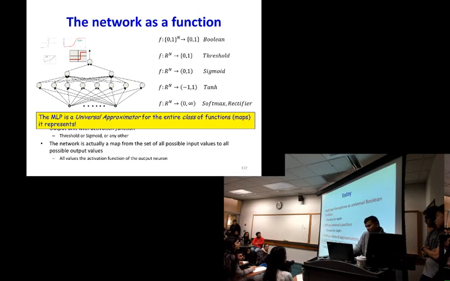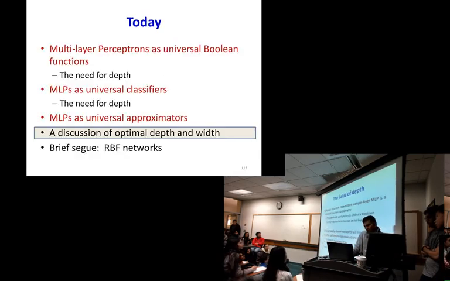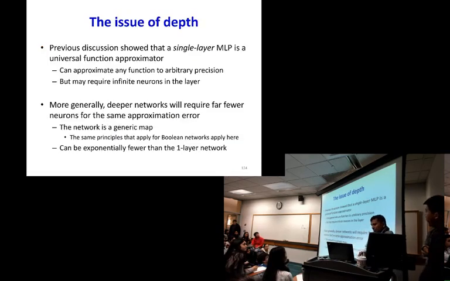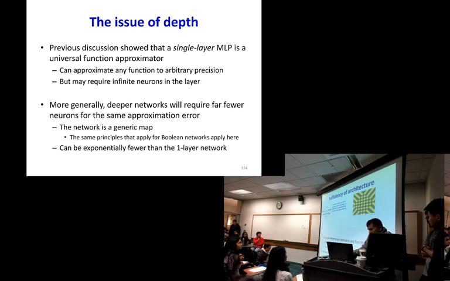Okay. Final topic, the business of depth and width. In the previous discussion, we saw that a single layer MLP is a universal function approximator. It can approximate any function to arbitrary precision, but may require infinite neurons. More generally, deeper networks will require far fewer neurons for the same approximation error. For regression, for any of these functions, if I fix the error and deepen the network, I'm going to need fewer neurons and fewer parameters. In fact, if I make the network deeper, it can be exponentially smaller for the same error. This is what we just said. This is also the business of sufficiency, right?